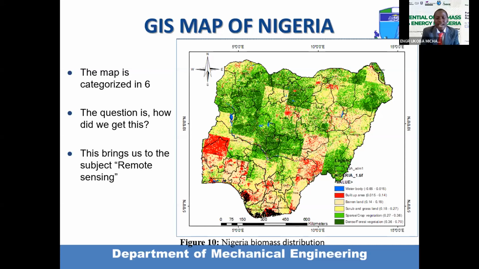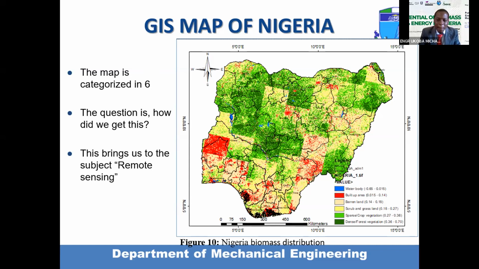So the map is categorized into 6. The area that shows blue colors stipulates the water body areas. The area that shows red colors stipulates built-up areas, and that of tan or sand color shows the barren land. Yellow shows cropland and grassland, while light green shows crop areas, and finally dense or thick green in the map shows the forest vegetation in Nigeria.